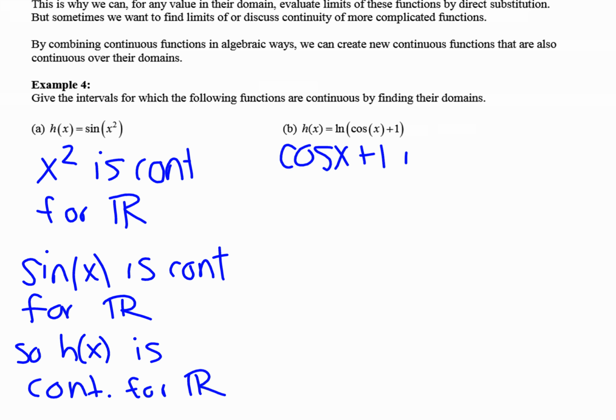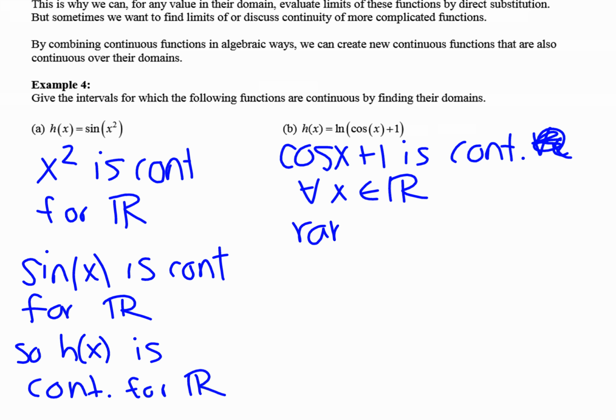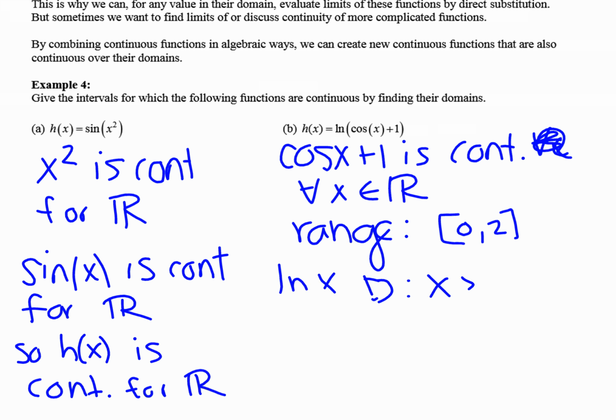Cosine of x plus 1 is continuous for all real numbers. I'm going to write it differently: for all x element of the reals, that means for all real numbers. However, the numbers that you're going to get out of cosine of x plus 1, the range, would be 0 to 2. And that's important because for the natural log of x, the domain is x is greater than 0.